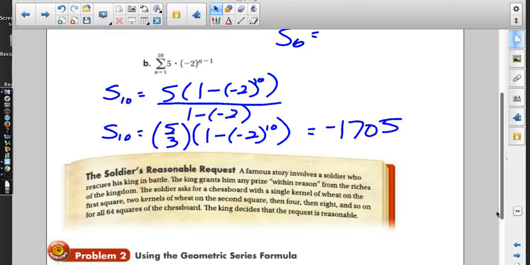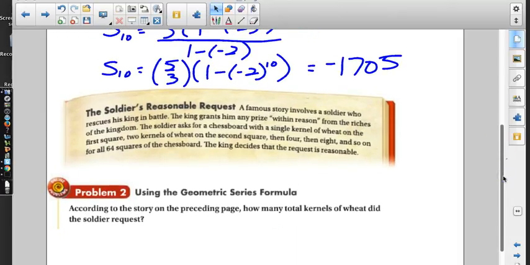So now we're going to look at one of the all-time best series questions ever. The soldier's reasonable request. A famous story involves a soldier who rescues his king in battle. The king grants him any prize within reason. He can't say, I want to be king. The king's not going to give him that.